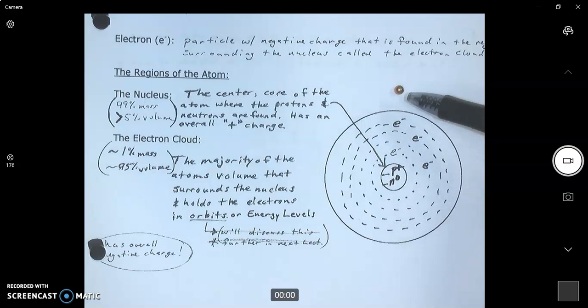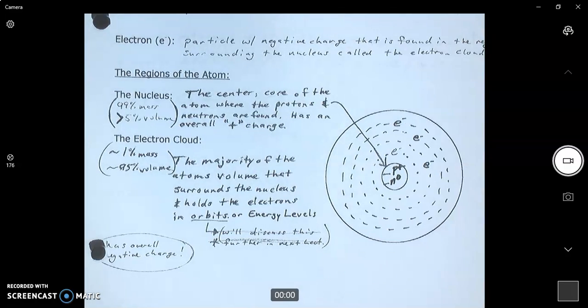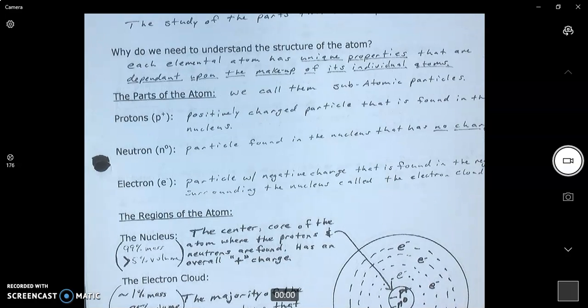That's a lot of empty space if you think about a 60-yard radius sphere that contains a golf ball and a proton and an electron. The atoms are mostly empty space. Okay? Remember that the nucleus is where all of our positive particles are found. The electron cloud is where all of our negative particles are found.